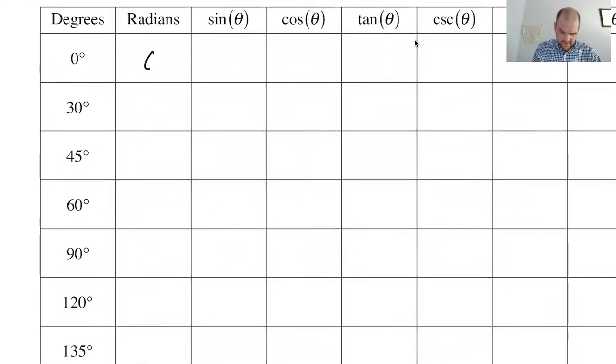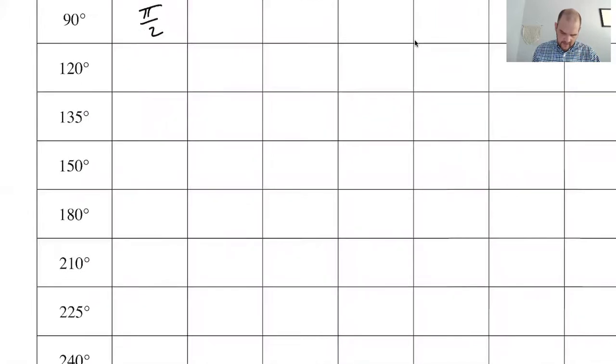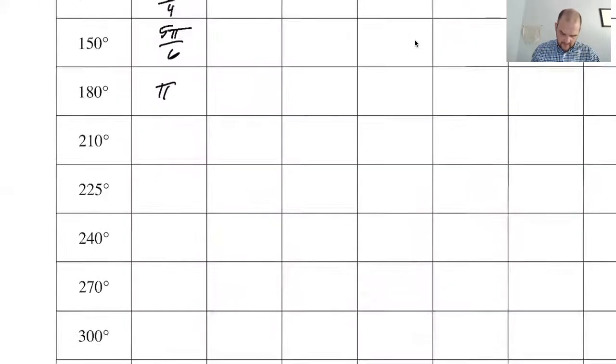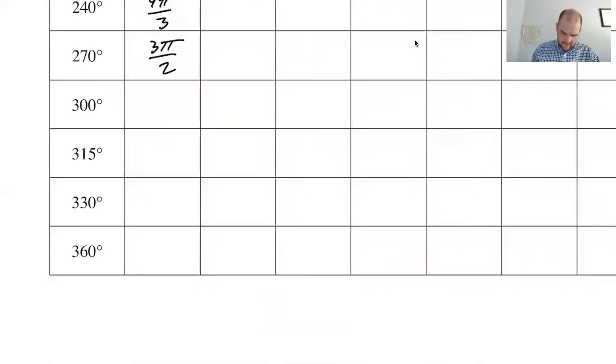Radians: 0 radians. What's next on the circle? Pi over 6. What's next? Pi over 4. Pi over 3. Pi over 2. Keep going. 2 pi over 3. 3 pi over 4. 5 pi over 6. Pi. Got to keep scrolling. 7 pi over 6. 5 pi over 4. 4 pi over 3. 3 pi over 2. Okay. 5 pi over 3. 7 pi over 4. 11 pi over 6. And then 2 pi.